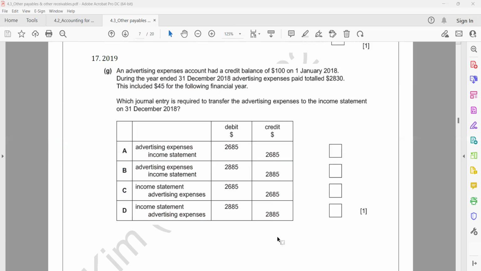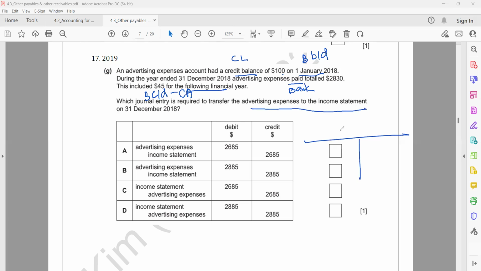Okay, question 17. An advertising expenses has a credit balance 100. So credit balance means current liability. This one beginning of the year, balance brought down. During the year, the advertising expenses paid means bank. This include 45 for the following year, means balance CD. This is current asset. So which journal entry required transfer the advertising expenses? You need to find advertising account for the income statement amount. Calculate this.